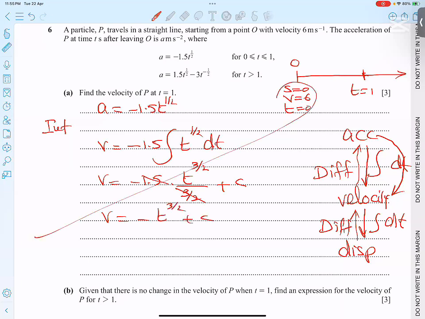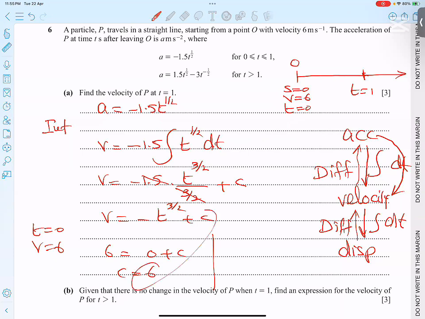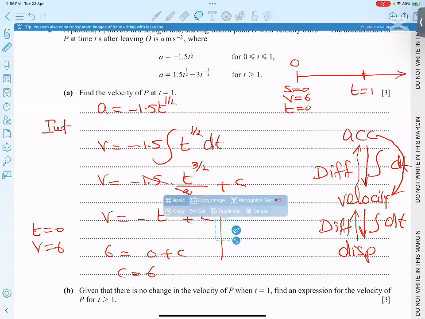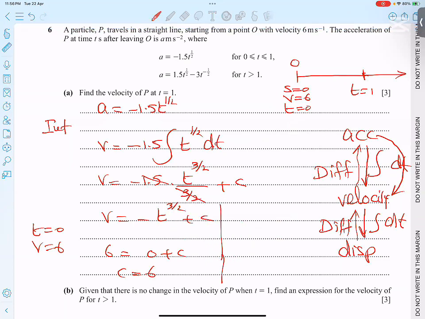And now I can put in this data. When time is 0, v is equal to 6. So 6 equals 0 plus c, so c becomes 6. And I plug this back into the equation, and we get an expression, students: velocity equals negative t to the power 3 by 2 plus 6. This is the expression I got, but he said find it when time is 1. So put time equal to 1. When I plug in 1, 1 to any power is 1, so I get negative 1 plus 6. Sorry, velocity. So I got 5 meters per second. Alhamdulillah Rabbil Alameen.